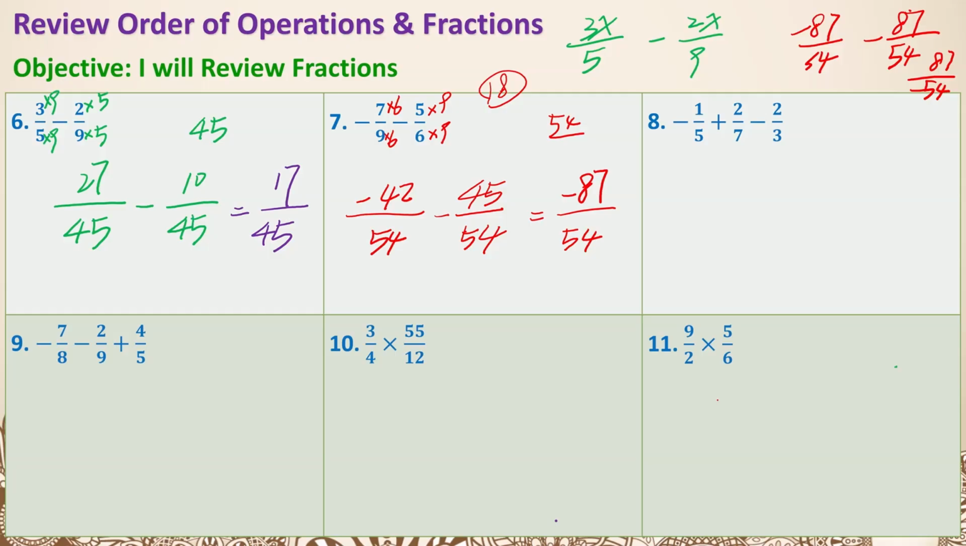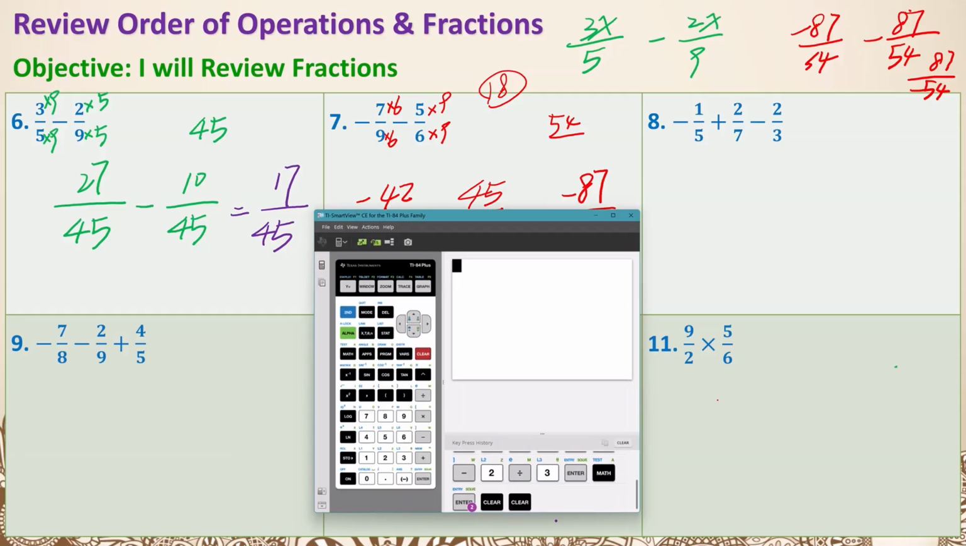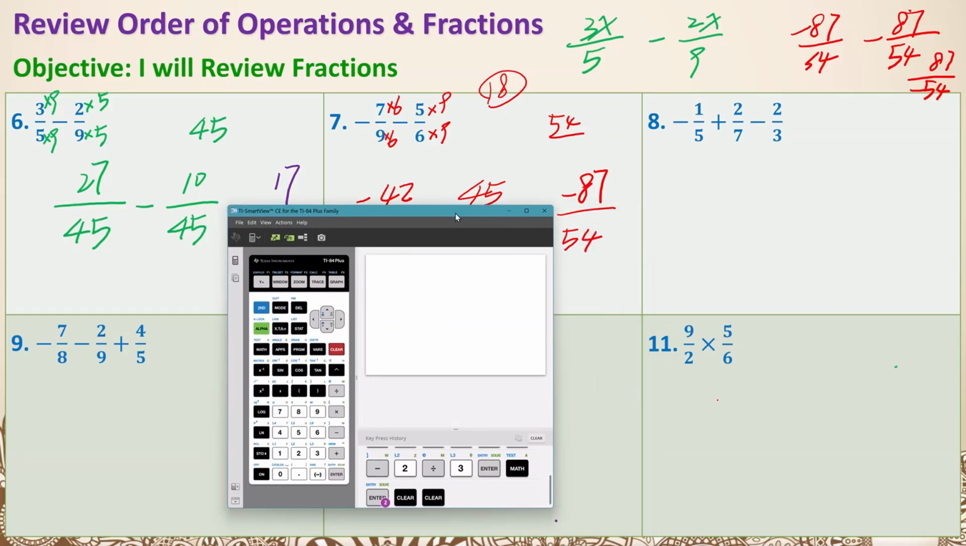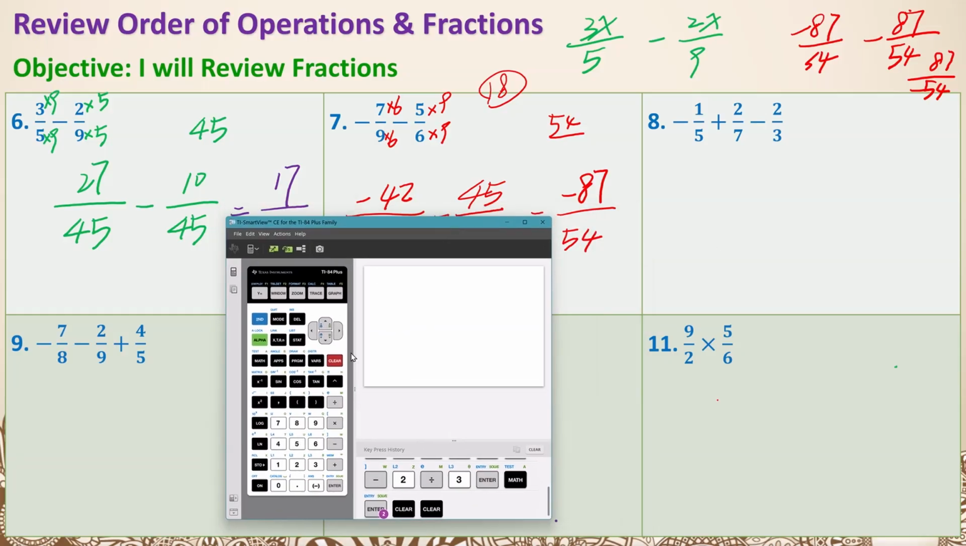Next, example 8. This time, let's actually type into the calculator. So for this year, we're using a different calculator, which is TI-84 plus. So let's actually use it. For number 8, when we type fractions, we're actually doing it as division. So -1/5, that is the same as -1 divided by 5. That's how we actually type it.